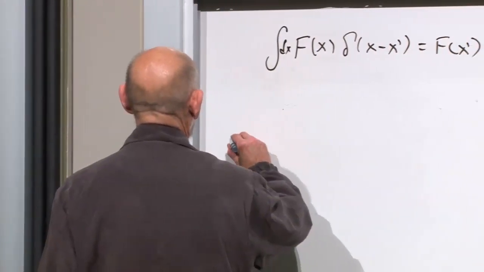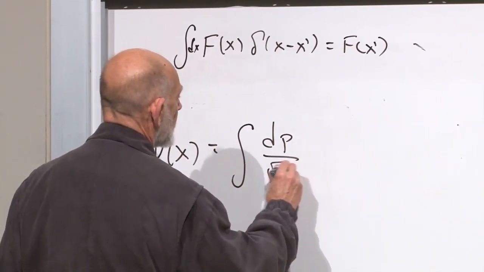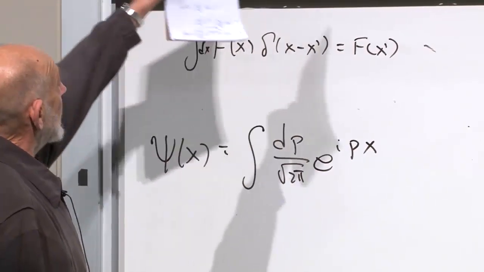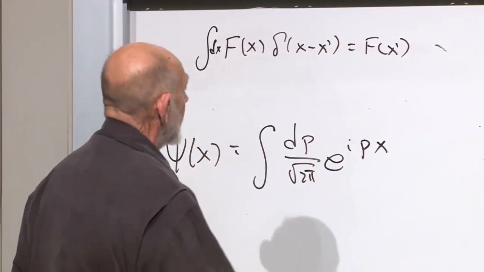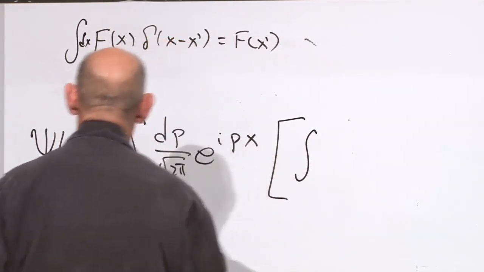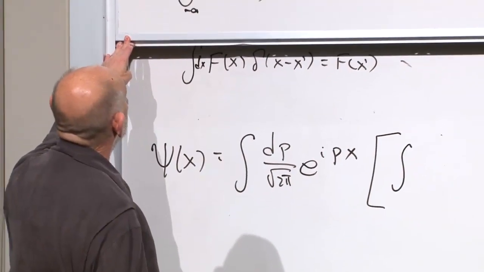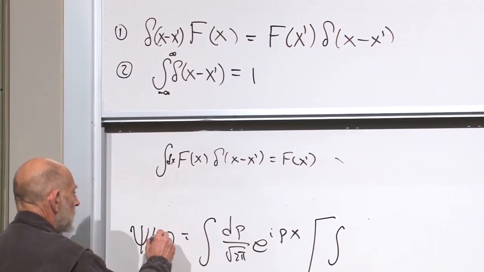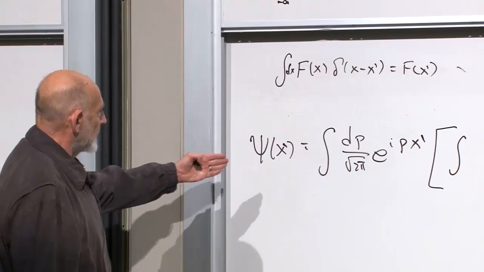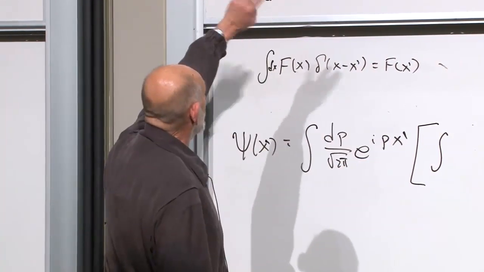So let's take psi of x and write it. Psi of x is equal to the integral dp over square root of 2 pi, e to the i p x. And now I'm going to shove in the second equation for psi twiddle of p. And that is, let's put a bracket around it, dx integral, let's call it psi of x prime. To make it psi of x prime, all we have to do is put a prime here. I've just changed the name of the variable on the left side, and so I have to change the name of the variable on the right-hand side. I don't want to confuse x and x prime.